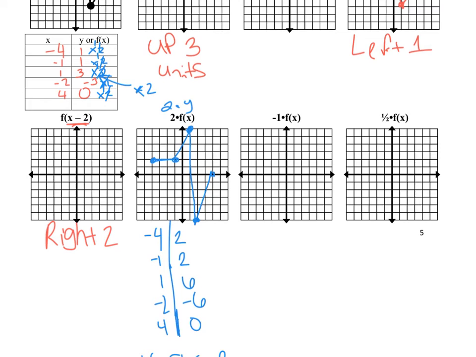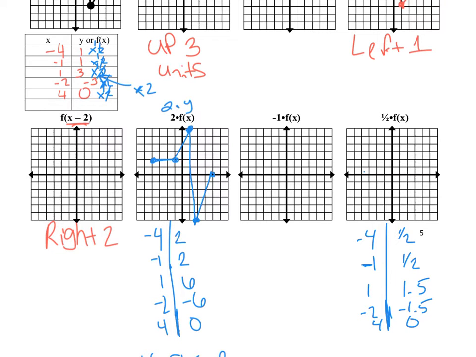Okay, so -4, 1 becomes -4, 1/2, because 1 times 1/2 is 1/2. -1, the 1 will become another 1/2. 3 times 1/2 is 1.5. -2, negative 3 times a half is negative 1.5, and that's still going to stay 4, 0, because anything times 0 is 0. Okay, so I'm going to plot these points.